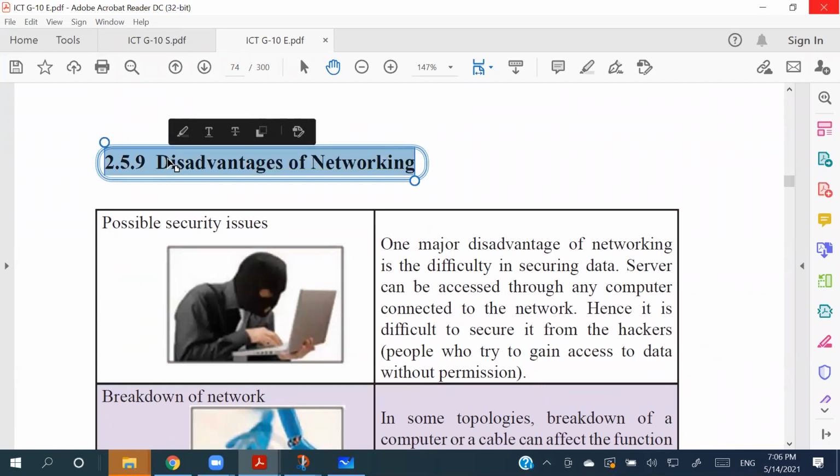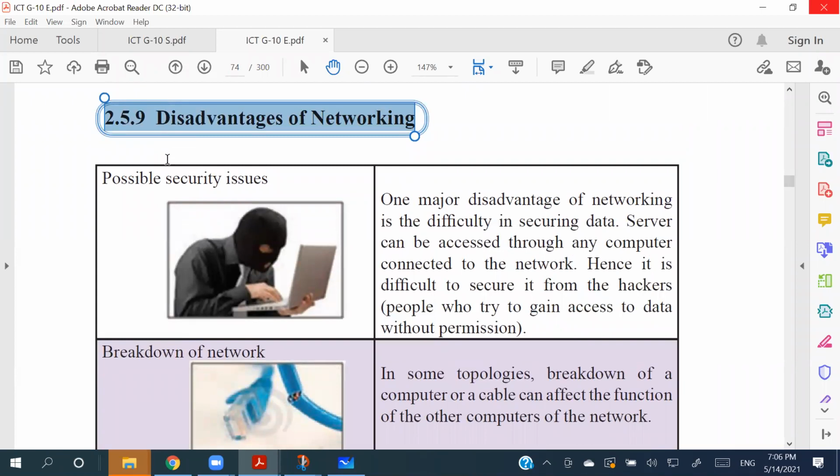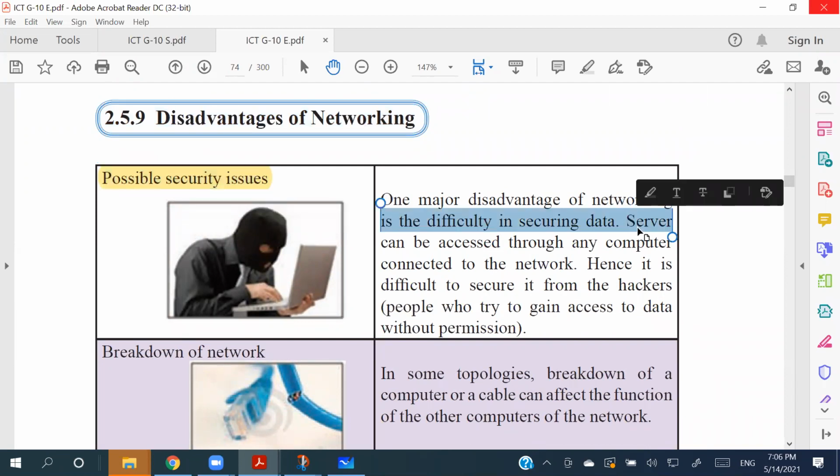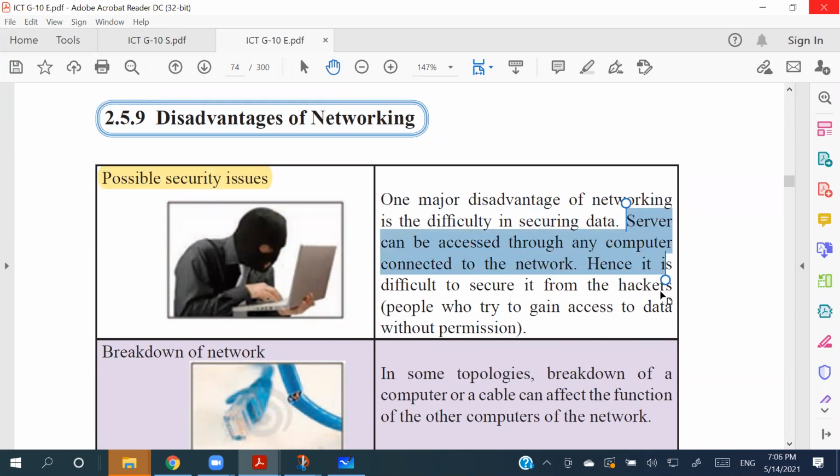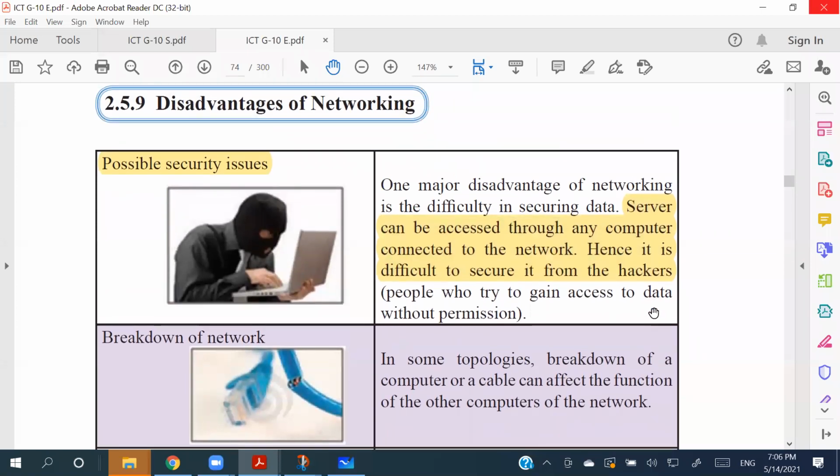So please write the heading, disadvantages of networking, right? And it's better you write possible security issues and put a hyphen. Then after the hyphen, it's better you write these things. That is regarding possible security issues. And regarding the breakdown, it's better you write this.